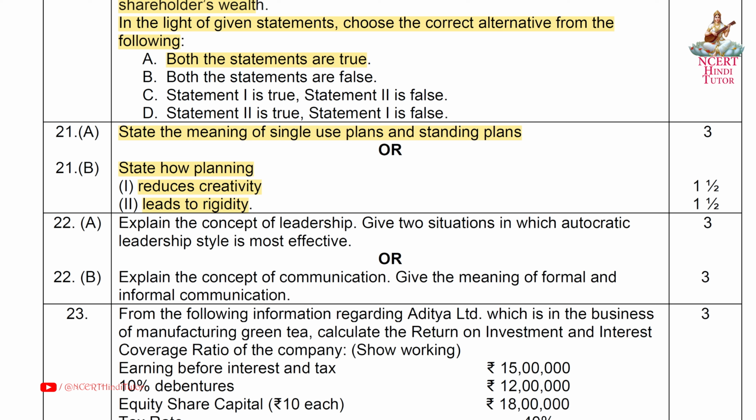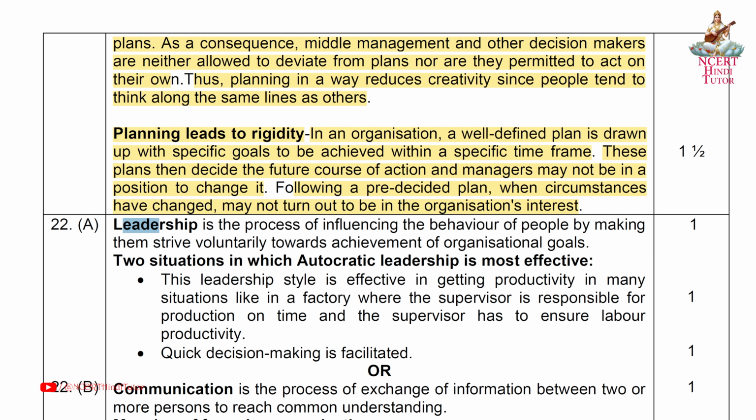Question 22a. Explain the concept of leadership. Give two situations in which autocratic leadership style is most effective. Answer. Leadership is the process of influencing the behavior of people by making them strive voluntarily towards achievement of organizational goals. Two situations in which autocratic leadership is most effective.